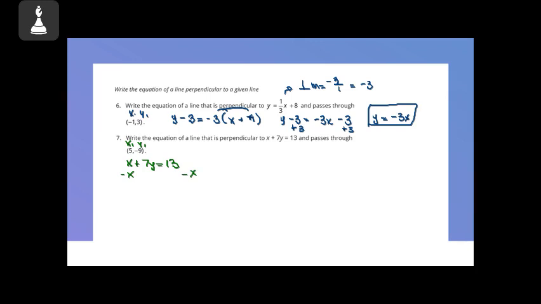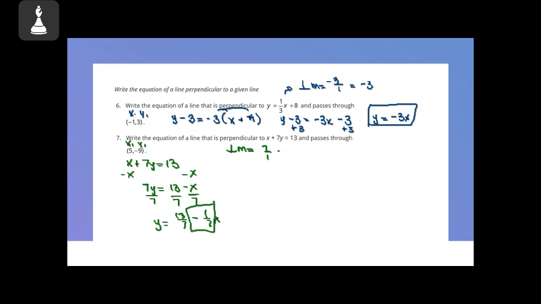7y equals 13 minus x. And now I need to get y by itself, so I need to divide by this 7. Y equals 13 sevenths minus 1/7 x. This is my given slope, negative 1/7. I want perpendicular slope, so I'm going to flip negative 1/7 into 7 over 1 and change the sign. So this one's negative. My new slope is now positive, so my slope is 7. 7 over 1 is 7.